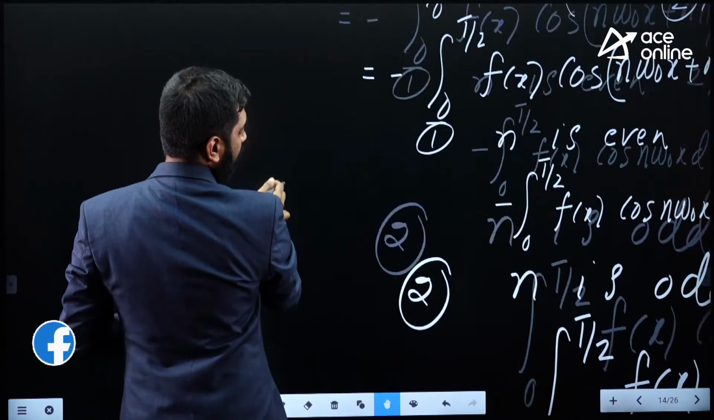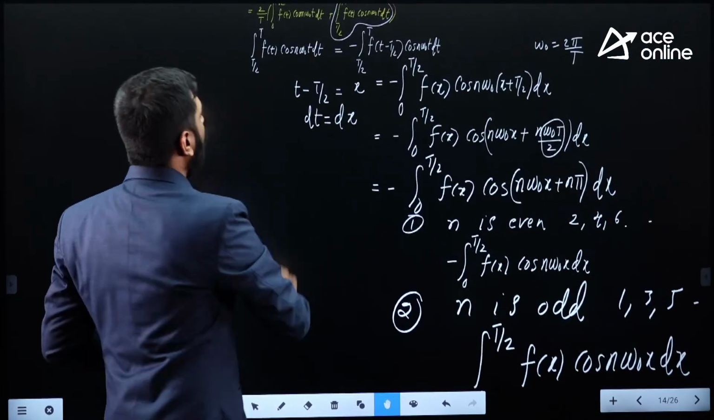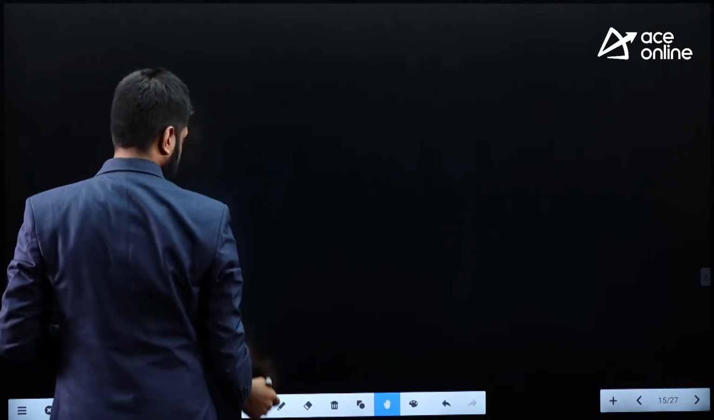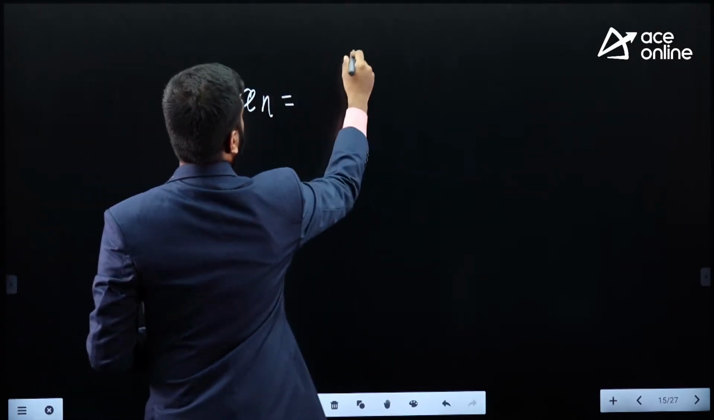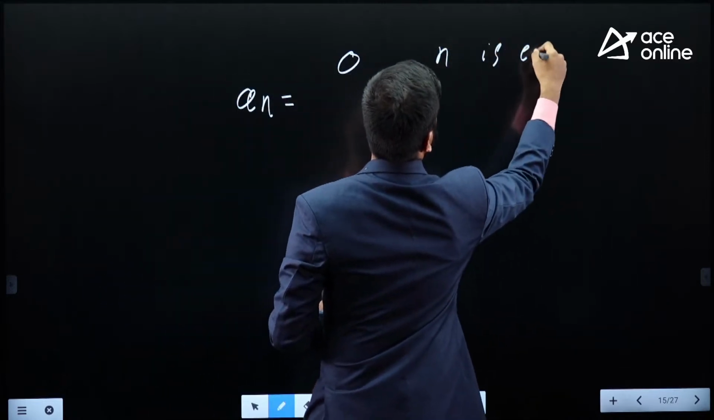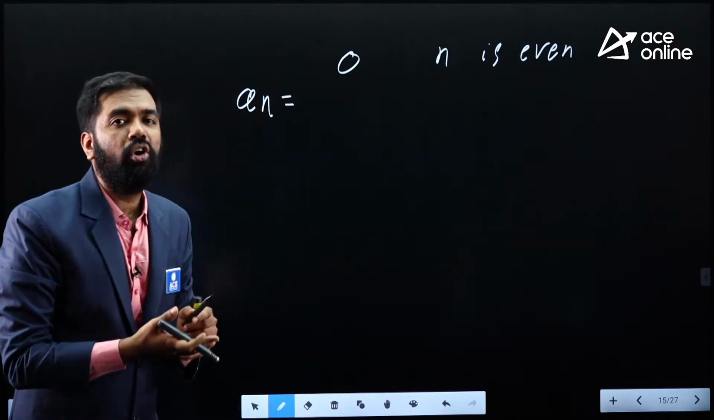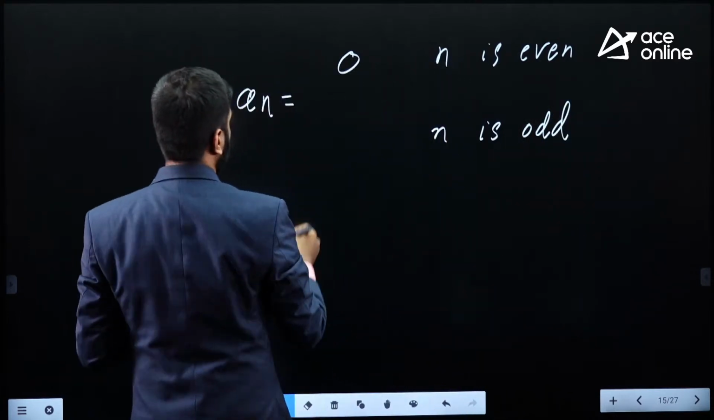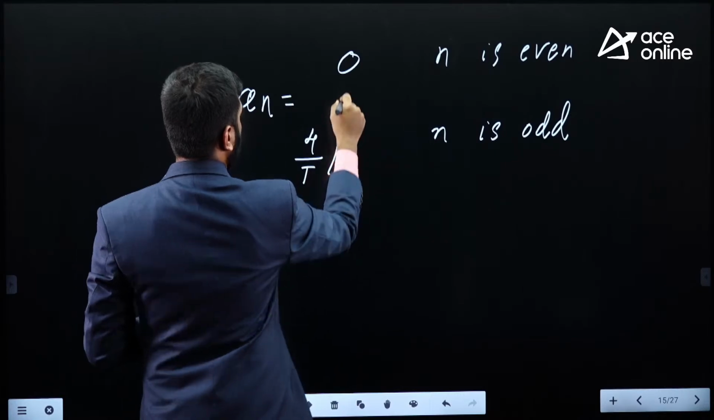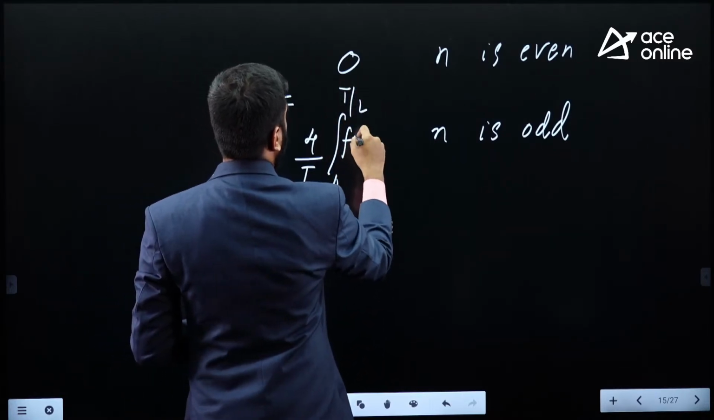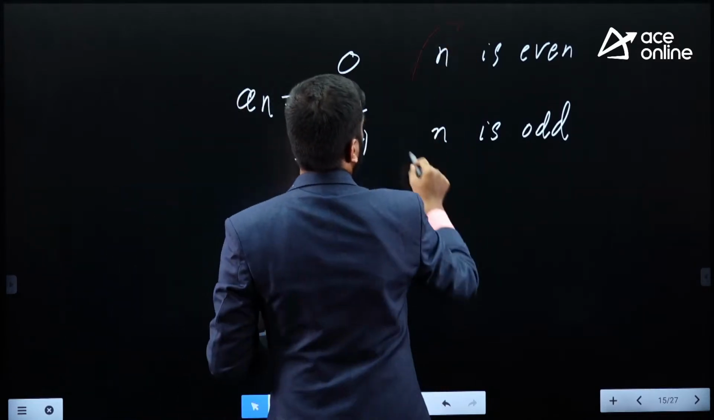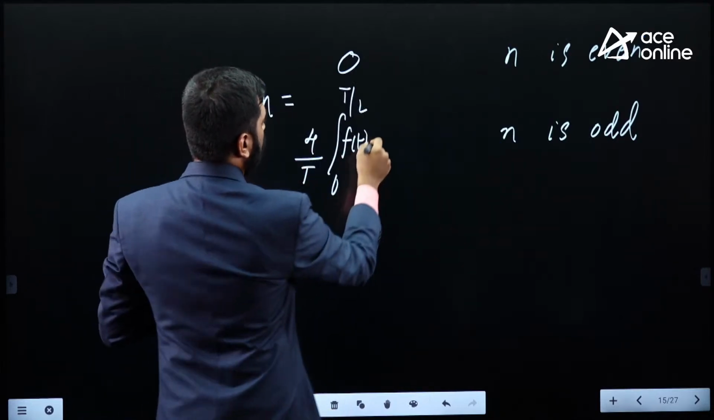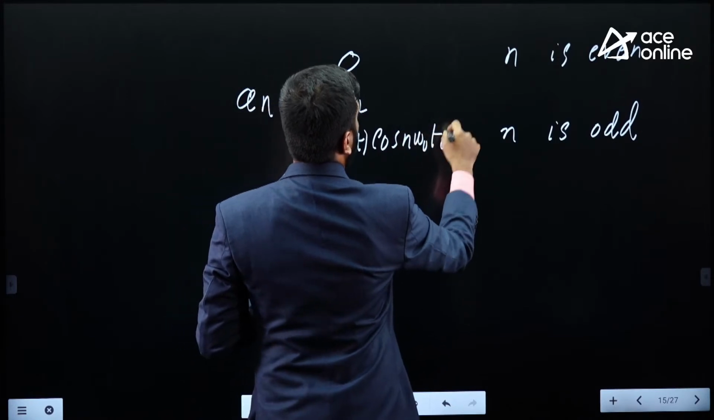Check this. So when n is odd, so let me summarize now. So we have understood what's happening for an. So let me summarize what's happening for an. So the value of an, it's 0 whenever n is even. And how do you find it when n is odd? So when n is odd, it's like 4 by t, 0 to t by 2, f of t cos n omega naught t dt.